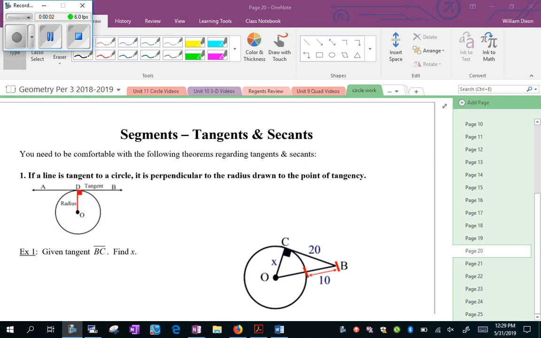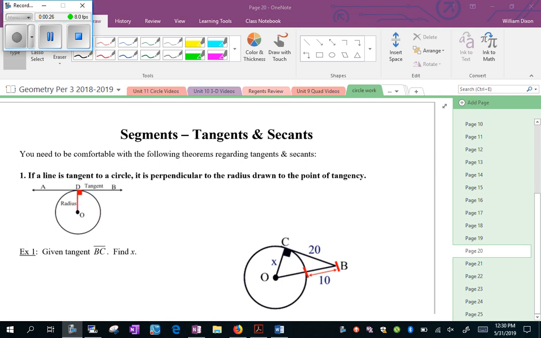Hi, so in today's video we're going to talk about segments, tangents, and secants to the circle. It says that you need to be comfortable with these theorems regarding tangents and secants. And just remember, a tangent touches the circle at one point and a secant is going to intersect, or touch, at 2 points.